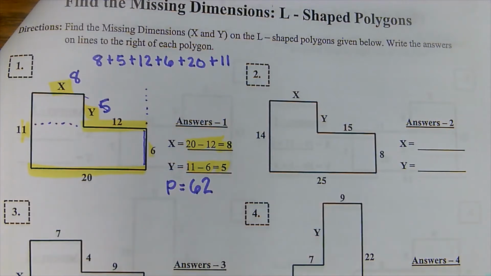Alright, when I added all of those up, I got a perimeter of 62. Hopefully you got the same thing. If not, check your work again.